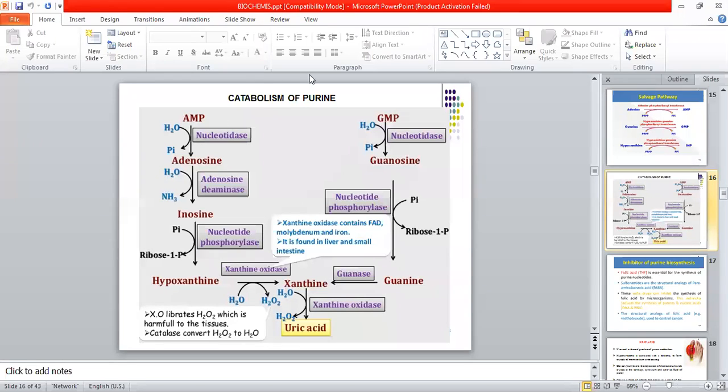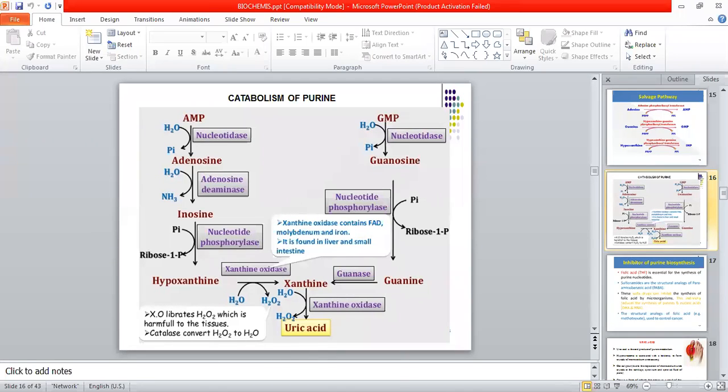So as you know, purine examples are AMP and GMP. So AMP, in the presence of these enzymes, the reaction will be just opposite. From the AMP, it makes adenosine, then inosine, then hypoxanthine, and from the GMP, guanosine, then guanine, and both in the presence of enzyme will make xanthine, and then from the xanthine, in the presence of xanthine oxidase, it will make uric acid.